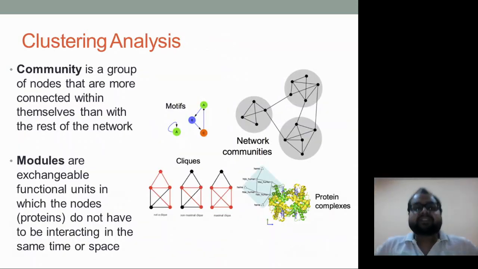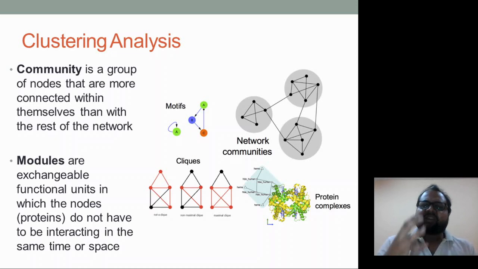Now as the name suggests, cluster means community. Okay, you will say, sir, transitivity was also a cluster, right? So transitivity is also a cluster analysis. That is also a property. That is why it is a property of protein-protein interaction analysis.